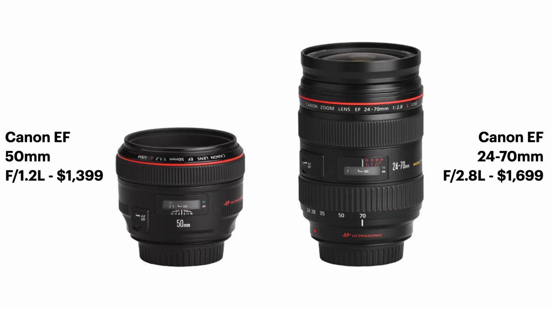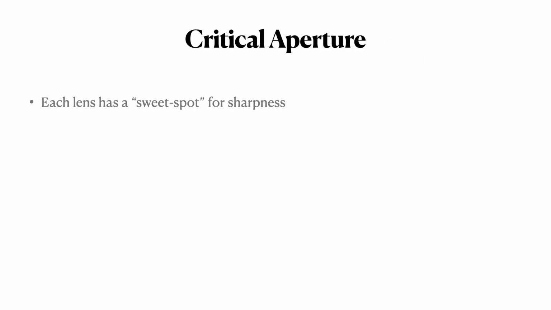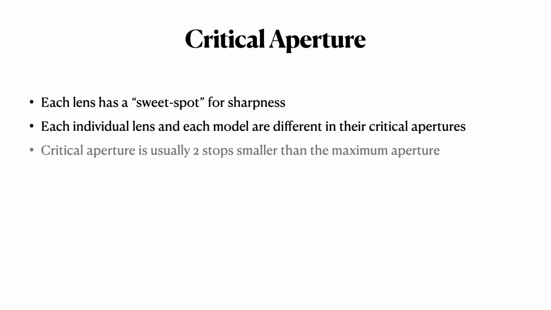With this example, 2.8 being the maximum aperture of this lens, 2 stops down from that would mean that the critical aperture, or the sweet spot for that lens, would be around 3.5 to 5.6. If you want to be more specific, it's going to be around 4.0.